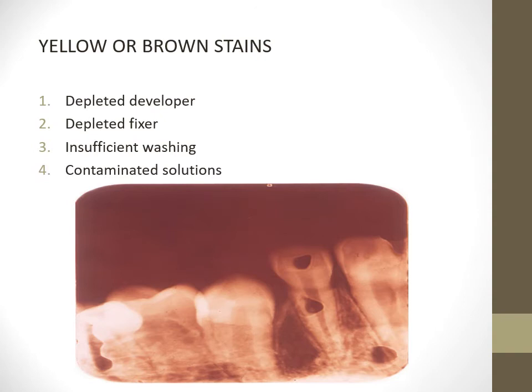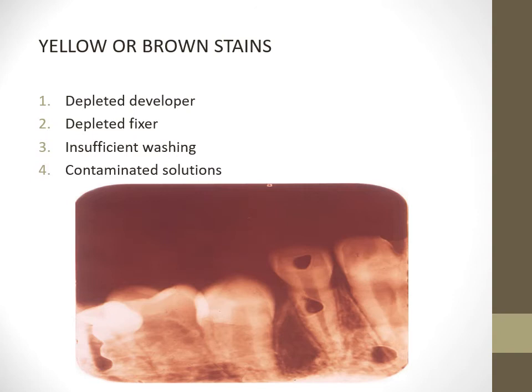Next is yellow or brown stains. Yellow or brown stains can be seen on the radiograph due to depleted developer, depleted fixer, insufficient washing and contaminated solutions. See to that the developer is good, the fixer is also fine, and washing is sufficient, that is, after developing, see to that the film is washed properly in flowing water. The film has to be washed properly. Insufficient washing causes yellow or brown stains.